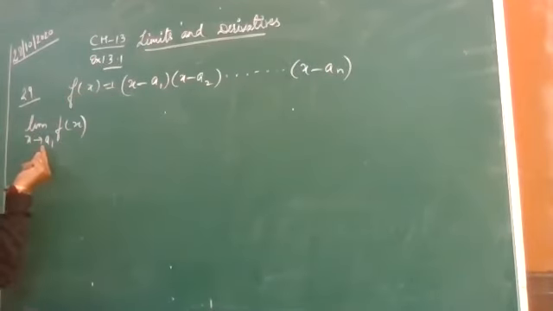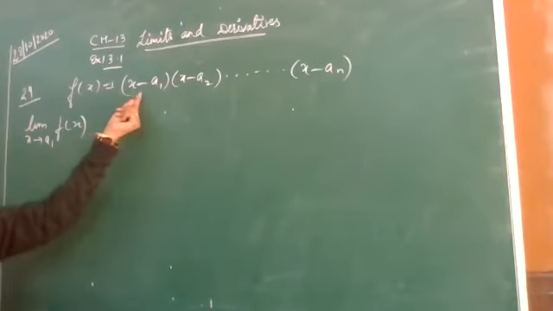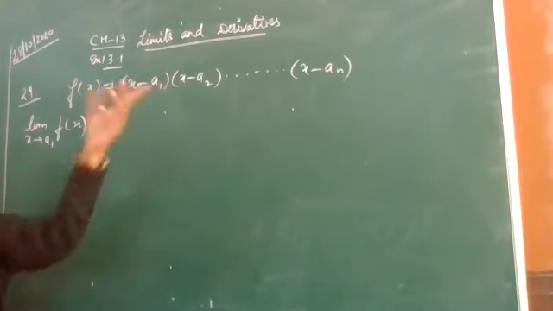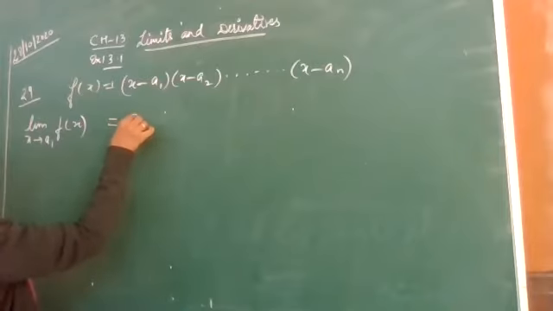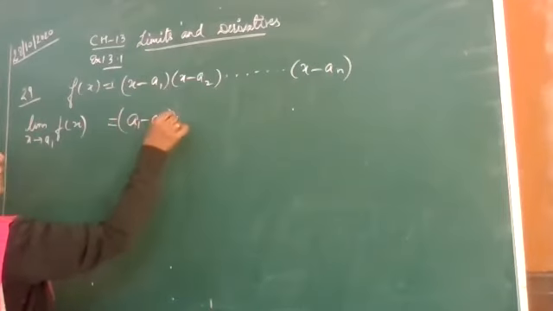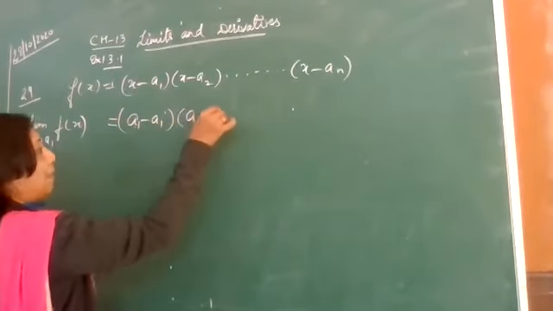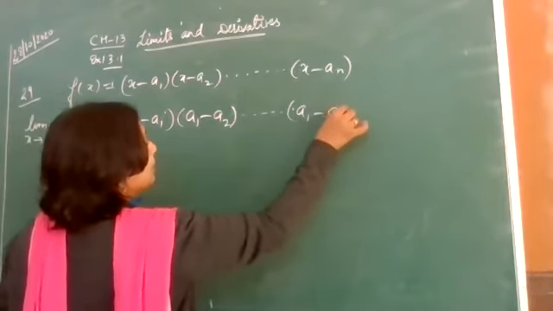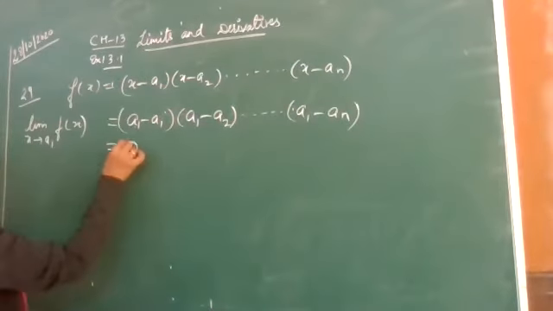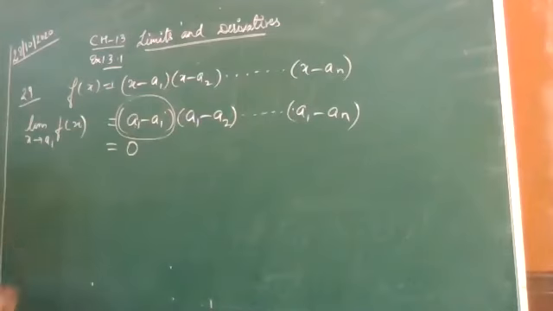Applying the limit means x tends to a1, so we can put a1 in place of x. If we put a1 in place of x, what is the answer? 0, because this term is a1 minus a1. So the limit as x tends to a1 of f(x) is simply 0.